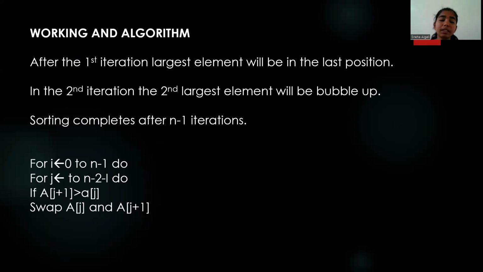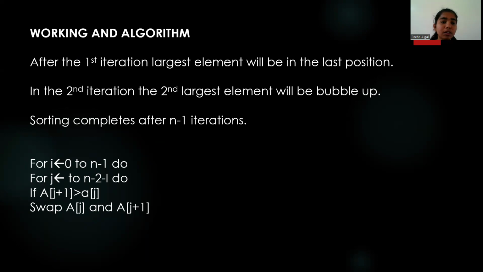The sorting will be completed after n minus 1 iterations. Here n refers to the number of elements in the array. For example, if we have 10 elements in our array, then after completing 10 minus 1 iterations, that is, after completing 9 iterations, our array will be sorted.